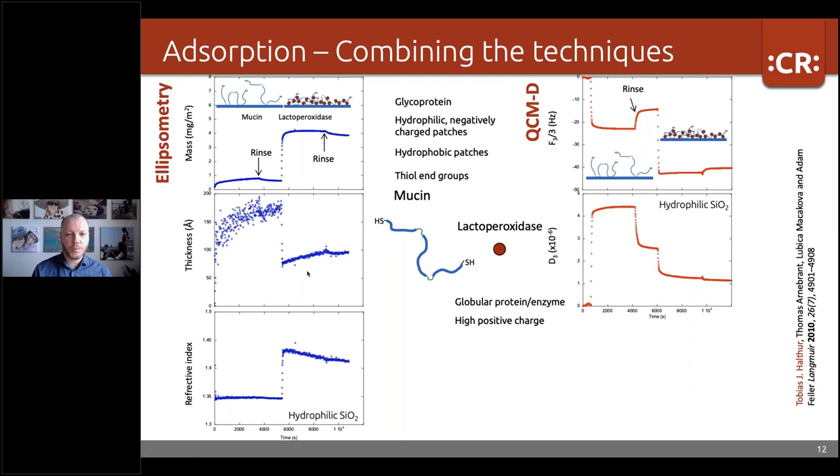Using QCM data, the raw data, you can also plot the dissipation against the frequency, as in this graph down here. So in that way, you actually remove the time factor, and instead you can see different viscoelastic regimes in your adsorption process. So for the first layer here, the mucin adsorption, we have a high slope indicating that we have a floppy, swollen layer, and then adding lactoperoxidase, we sort of go down to a more rigid elastic layer.